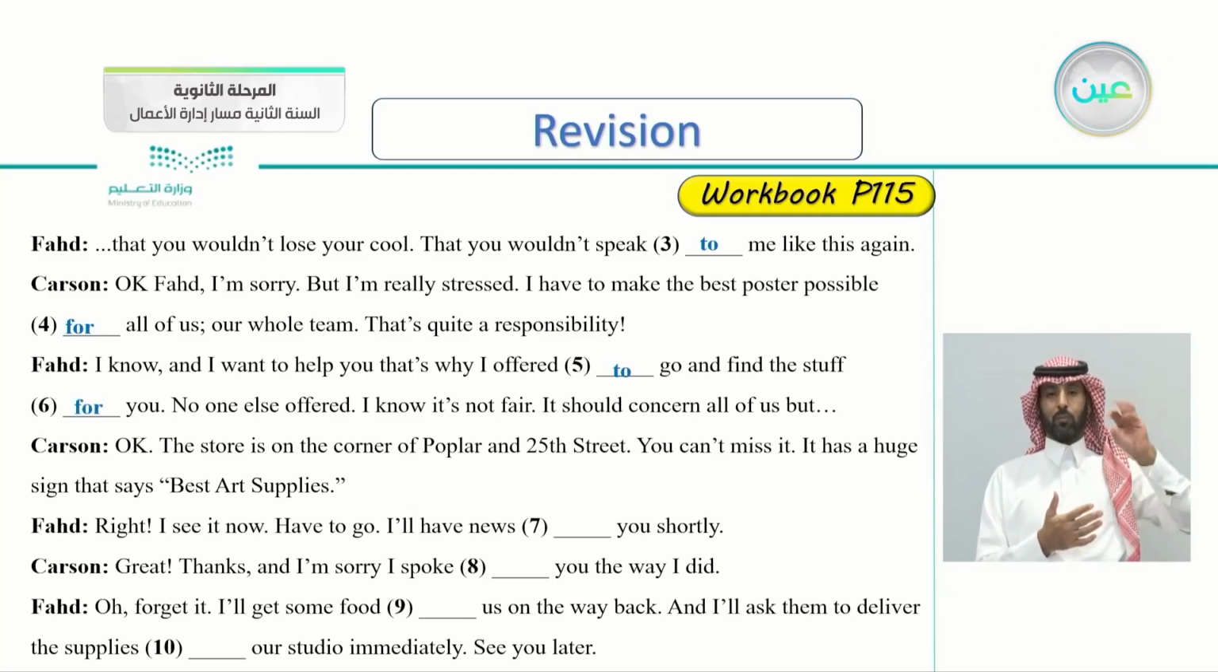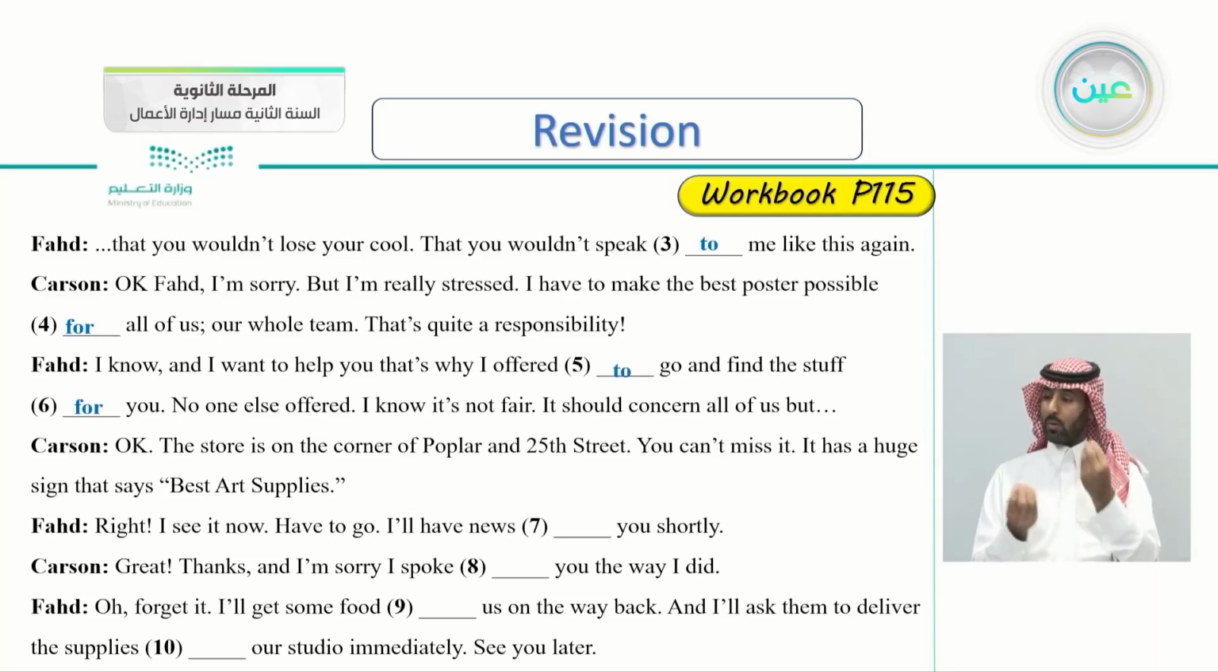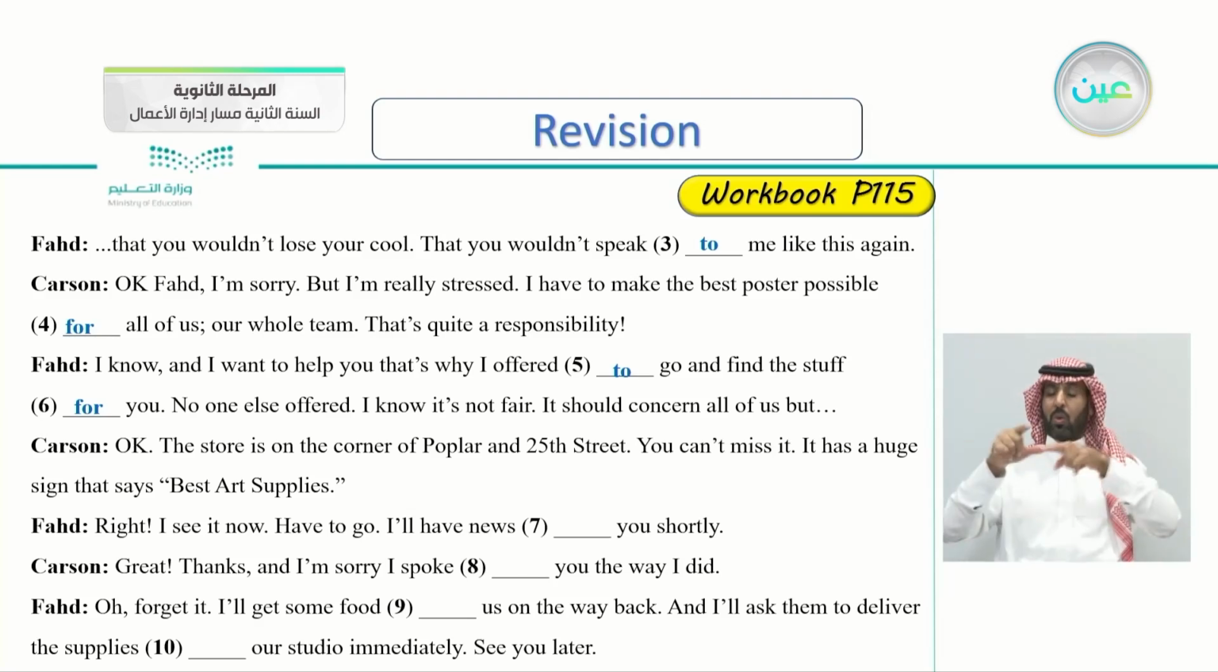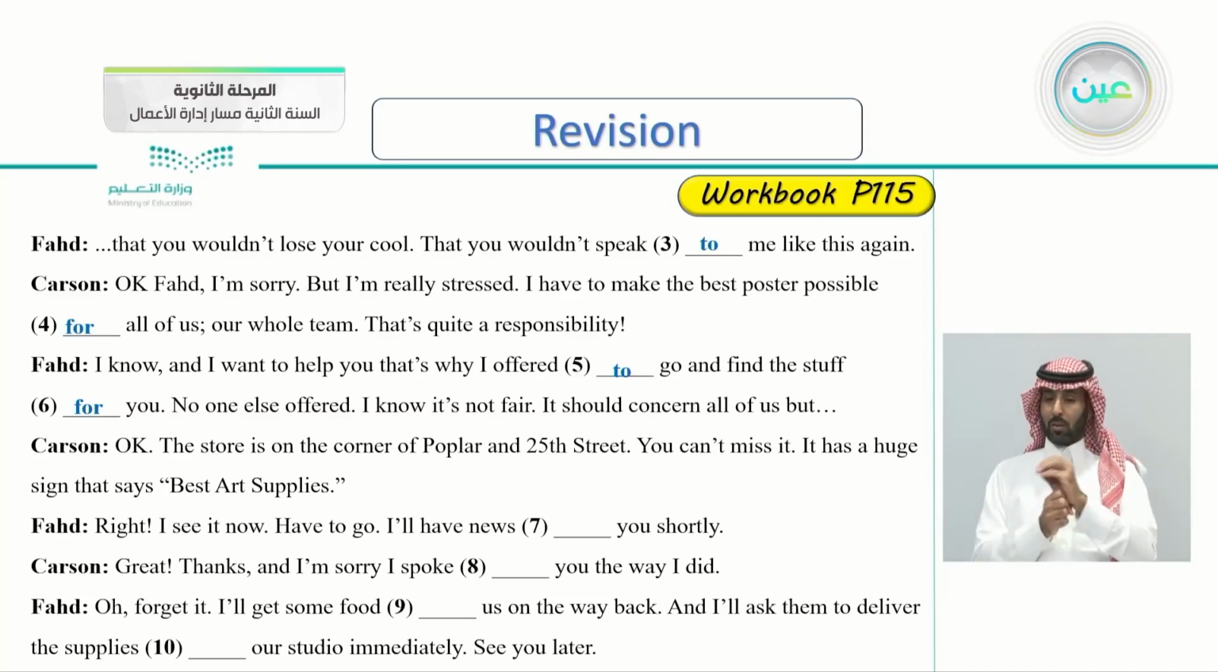Excellent. For you, not to you, for you. No one else offered. I know it's not fair. It should concern all of us, but Carson, okay, the store is on the corner of Poplar and 25th Street. You can't miss it. It has a huge sign that says Best Art Supplies. Fahad, right, I see it now. I have to go. I'll have news to you or for you shortly. Yes, I'll have news for you shortly.